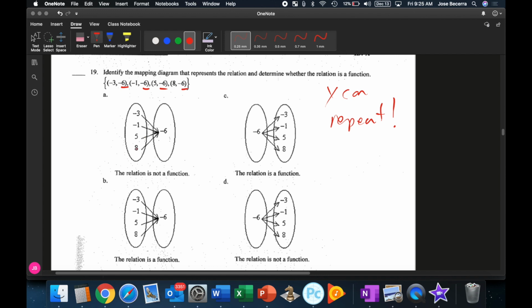So this relationship is a function, so we can cross A off and we can cross D off because they say it is not. And we all know that this is a function. So it's either C or B. They switch the y again for C. Right, so C has it switched. C is saying that negative 6 comes first as x. This should be x and then this should be y. So this is not the answer. The answer is B.